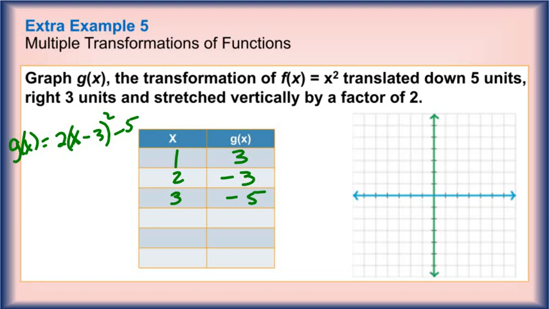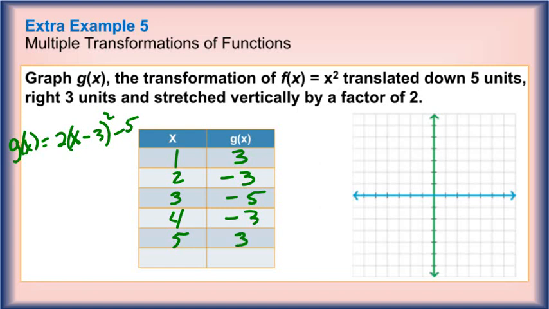I put a 4 in for x. 4 minus 3 is 1. 1 squared is 1 times 2 is 2. 2 minus 5 is negative 3. I put a 5 in for x. 5 minus 3 is 2. 2 squared is 4 times 2 is 8. 8 minus 5 is 3.